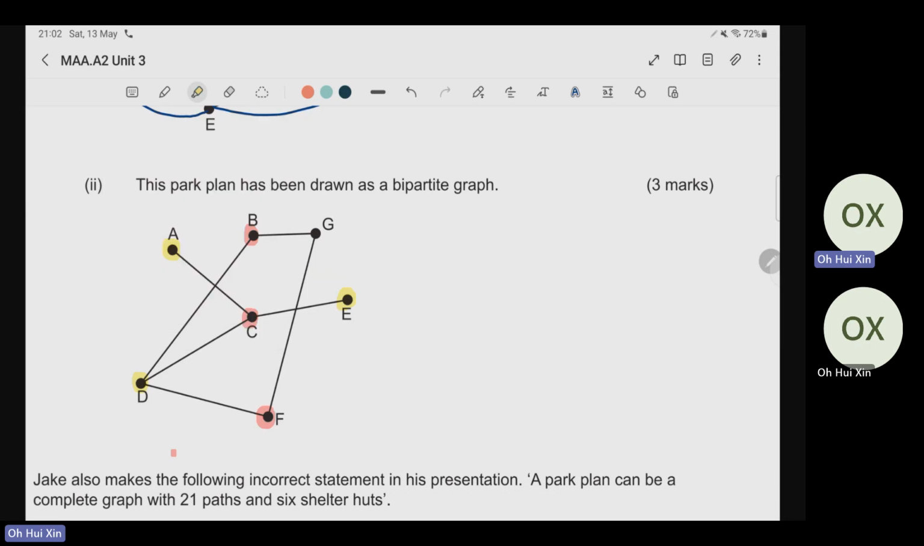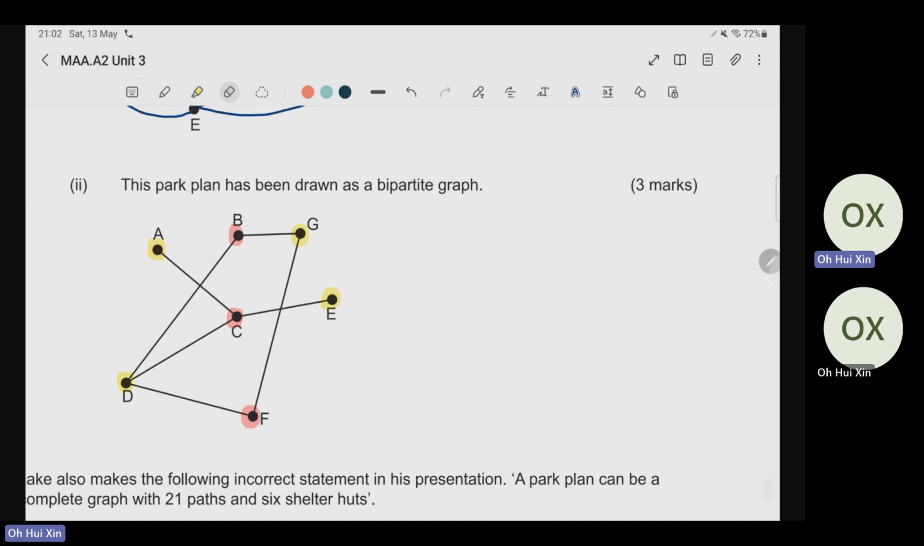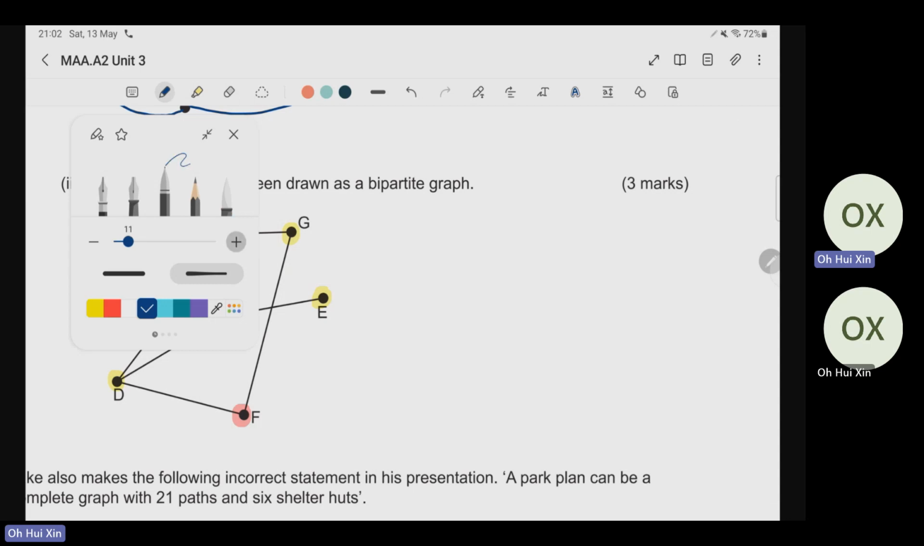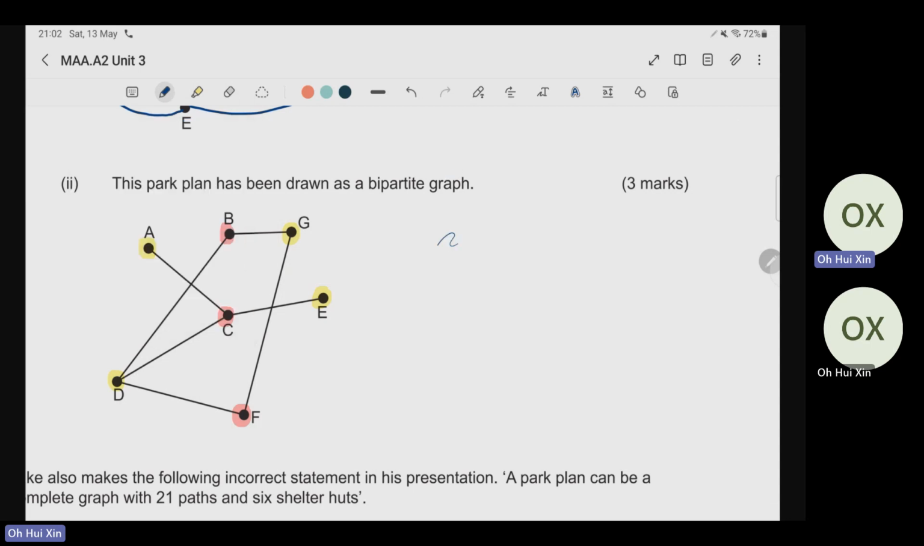So you can see that all the edges connect one red vertex to one yellow vertex. In that case, you know that you are able to divide all the vertices into two distinct groups: one group red, one group yellow. Now let's try to draw the graph. We can draw the yellow ones first, and the best way is always to put them in order: A, then D, E, and then G. For the other group, we have B, then C, and then F.